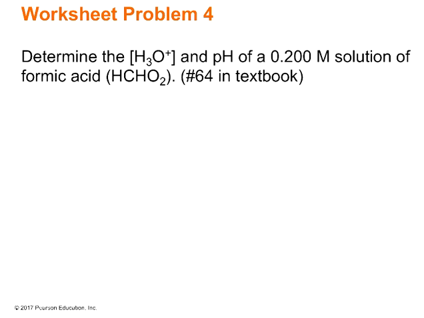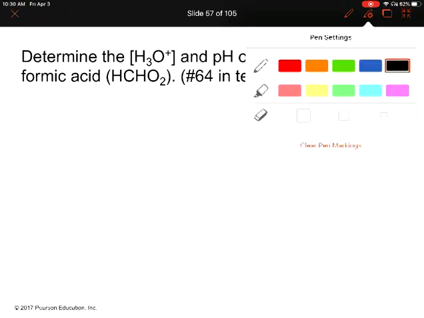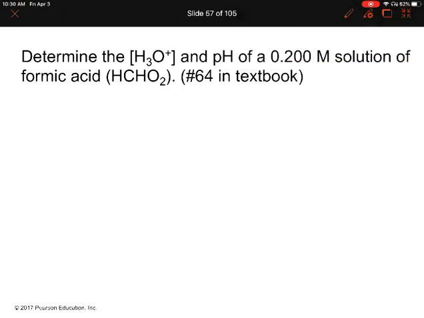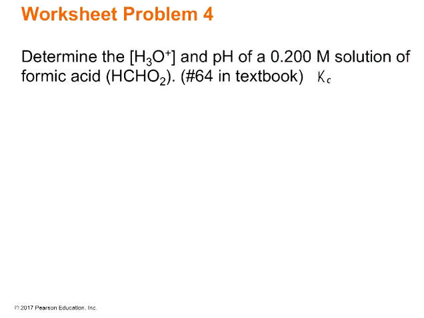Now, one thing that's not listed here is the Ka value for formic acid. So I'll give that to you here. Although I believe that is listed in your worksheet. But the Ka value for formic acid is 1.8 times 10 to the negative fourth.